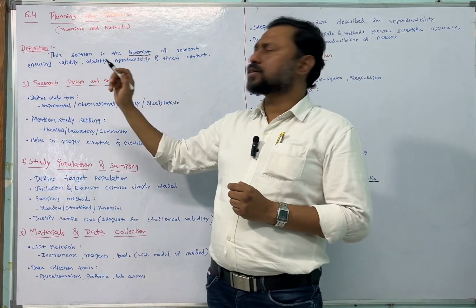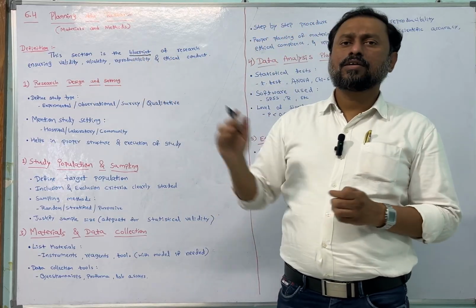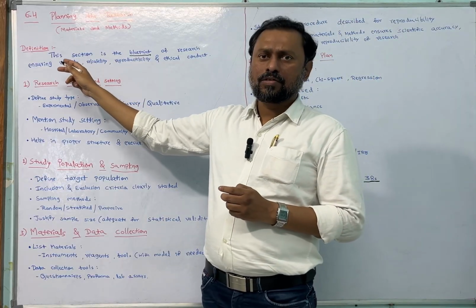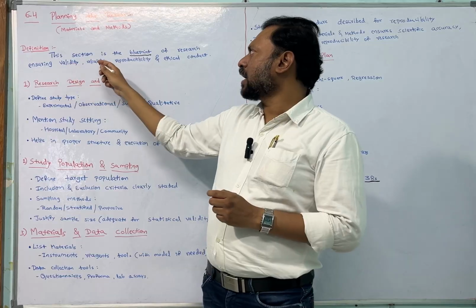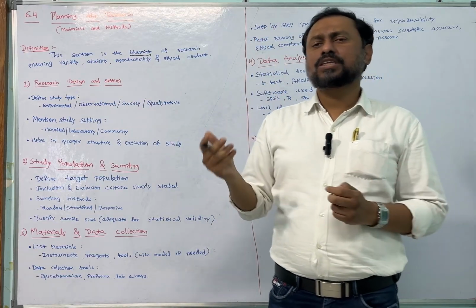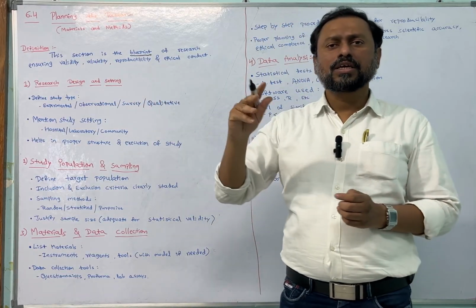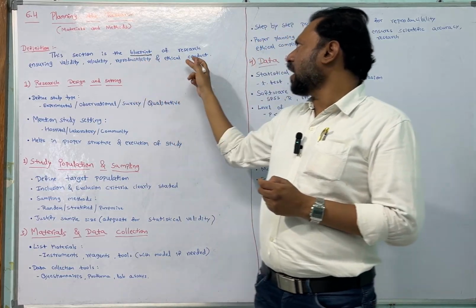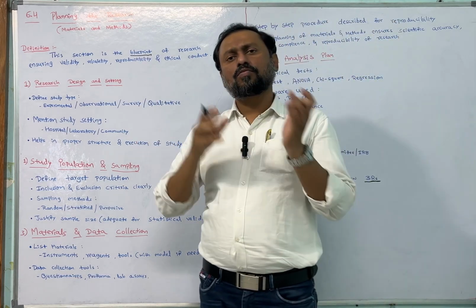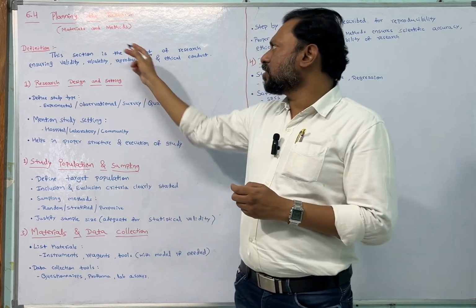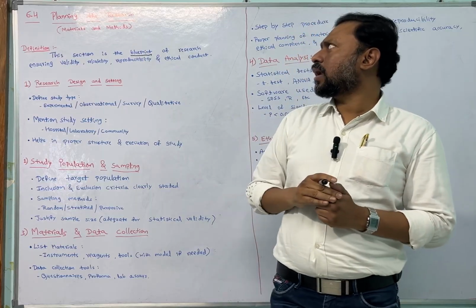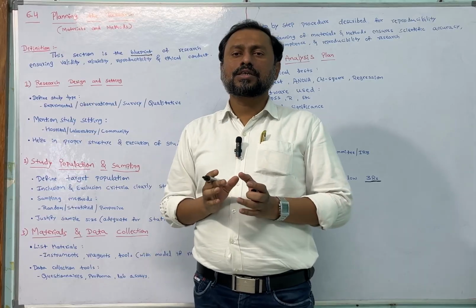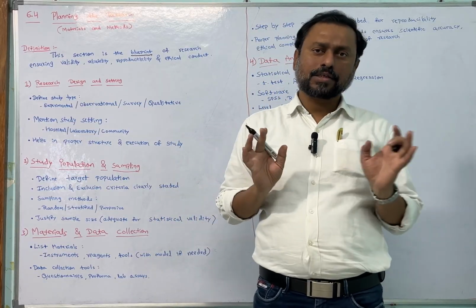Now here, the definition of planning the research: this section is a blueprint of research. Here, ensuring the validity, how correct it is, and reliability, that it is trustable, and reproducibility, that if someone else follows the same things, the same result will come, and ethical conduct, whether you followed all the guidelines. If it is there, then that is called planning the research. Simple meaning, planning the research is nothing but a blueprint of the research.